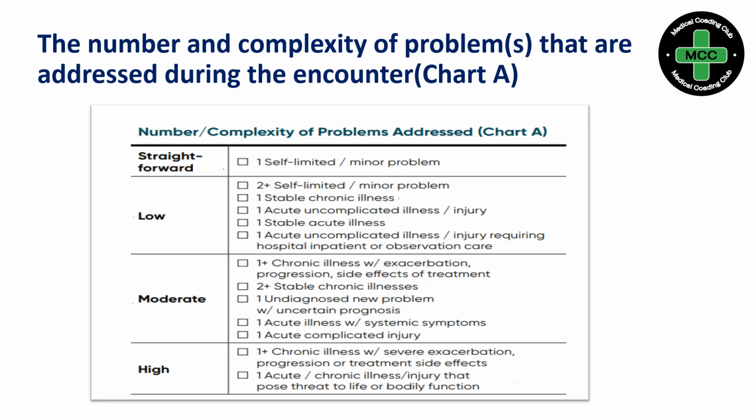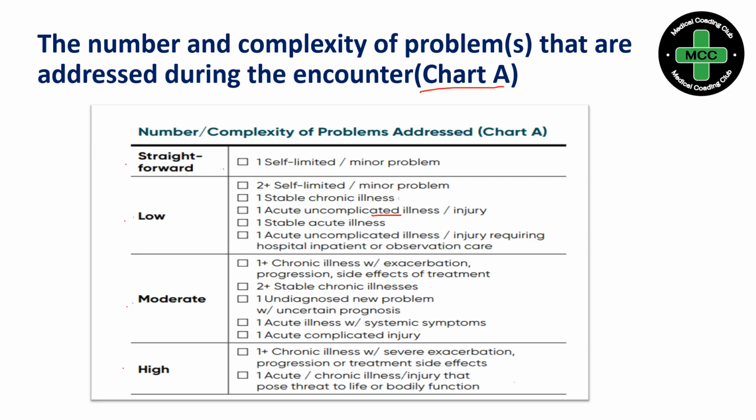As I said, before heading to practice questions, we will just see what is there in chart A, chart B and chart C. Firstly chart A, which is for problems being addressed in the encounter or identified by the provider. In chart A we will find the straightforward level, low level, moderate level and high level. Once we notice the problem being addressed, we have to check in which level that particular problem exists. For example, if the patient has an uncomplicated illness, it will be in the low level.